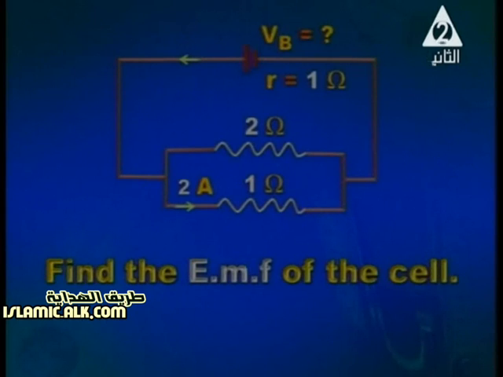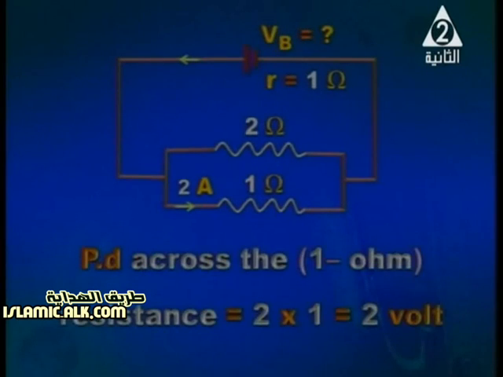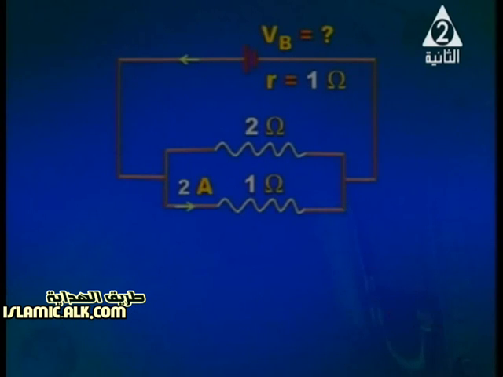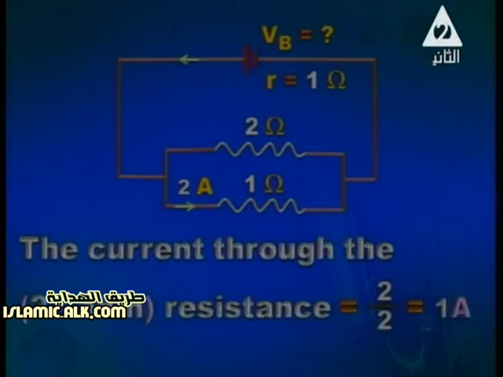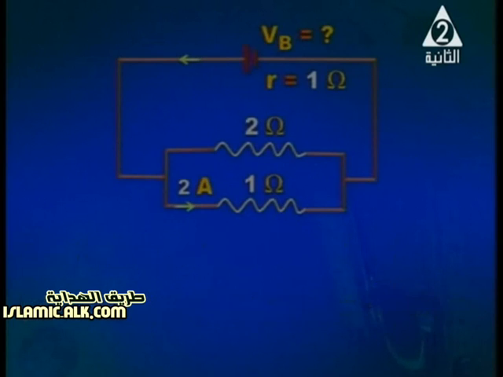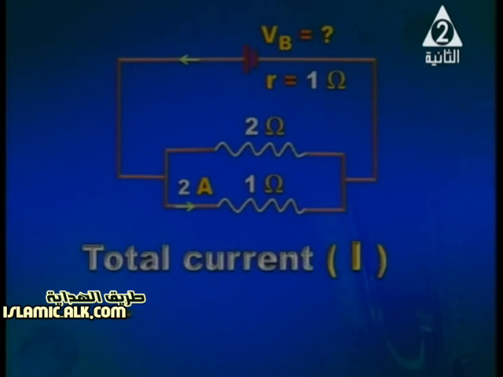So let me do it once again. Potential difference across the 1 ohm resistance, it is 2 times 1. It is 2 volt. Potential difference across the 2 ohm resistor, it is 2 volt also. And now we can calculate the current through the 2 ohm resistor. It is 2 divided by 2, it is 1 ampere. 1 ampere flows through the 2 ohm and 2 amperes through the 1 ohm resistor. So the total current must be equal to 3 amperes.